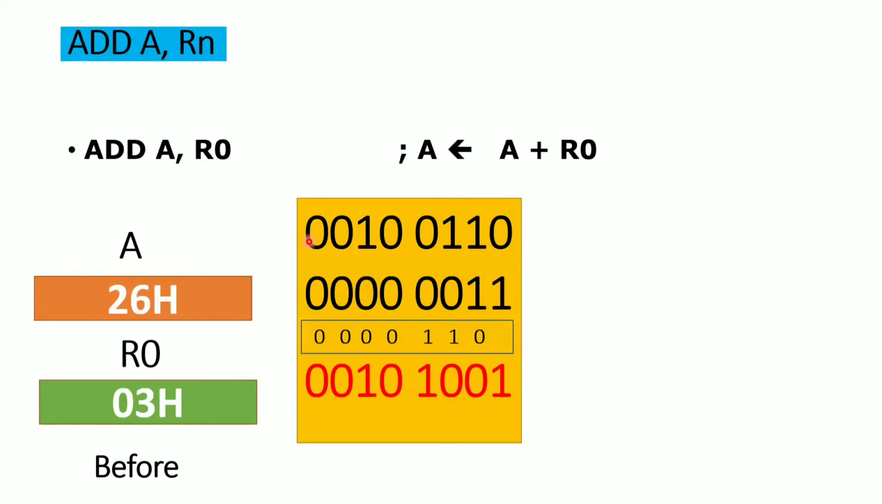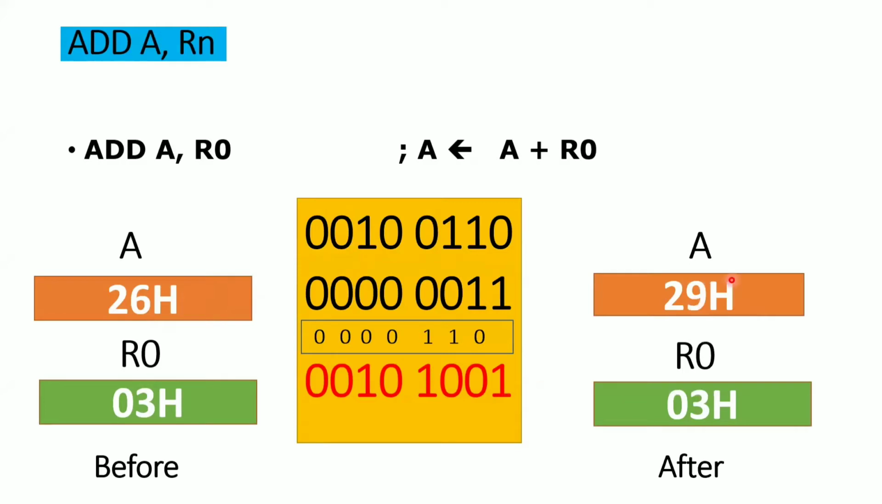Now you will see, first of all, if you want to perform addition, you need to convert them into binary first, which is your 26 and this 03, right? Now perform the addition. What is the value you will get? 29, right? So A will get 29. The R0 contents remain the same. We are not changing any contents of R0 because I am using just A here. The A value will get replaced with the result. So that is your ADD A, Rn.